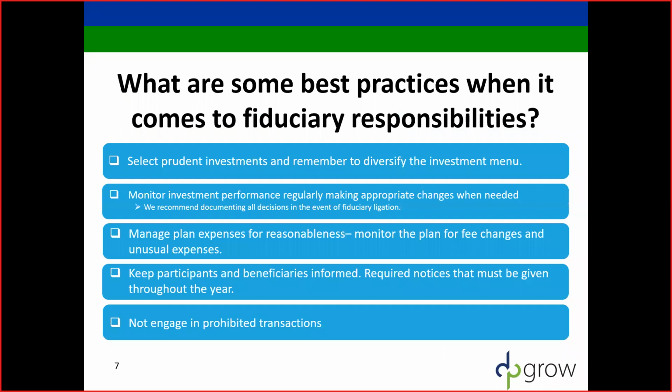Sandy, I'm going to ask you to continue to expand here on some of the best practices when it comes to fiduciary responsibilities, particularly when it comes to selecting investments, monitoring performance, et cetera. Why don't you give us a little feedback on your process as we continue to discuss this?